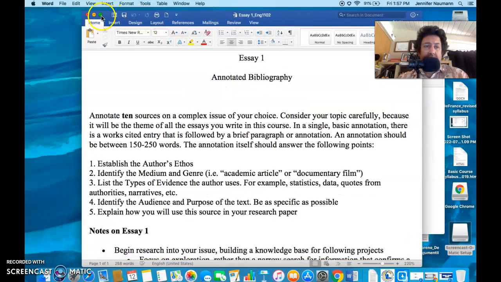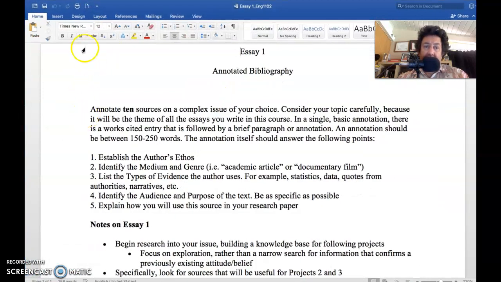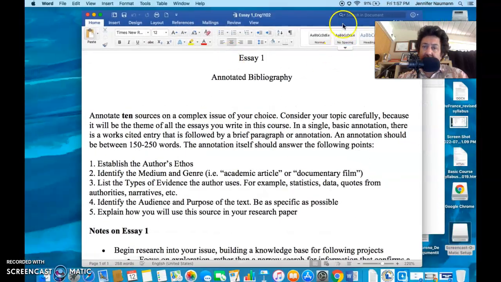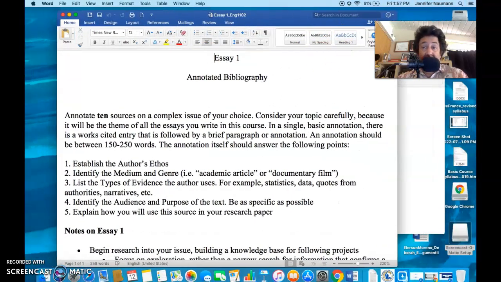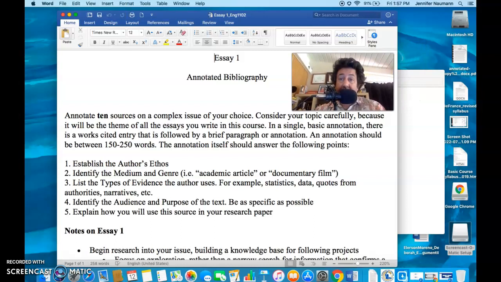This is a little breakdown of our first essay. So the first essay is not really an essay, so that's kind of nice, right? It is an annotated bibliography. You likely have written one before. It's possible that this may be your first time doing it, and that's fine. These are really quite simple.